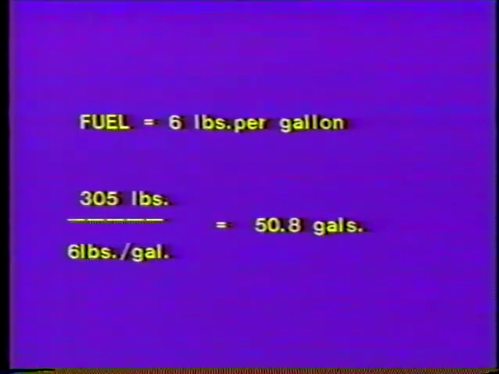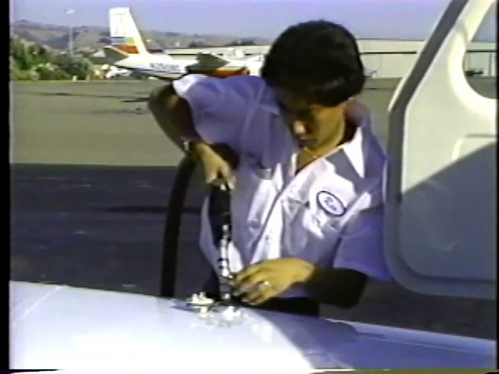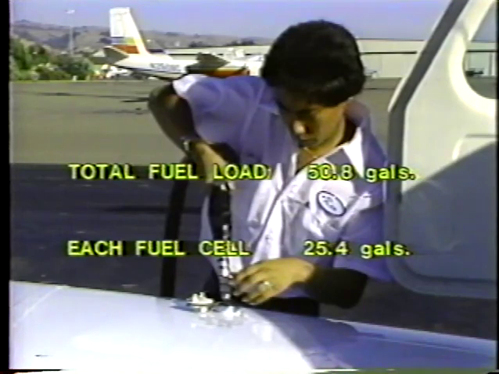Remember that aviation fuel weighs 6 pounds per gallon. So to determine how many gallons of fuel you can load, divide 305 pounds by 6 pounds per gallon, and you get 50.8 gallons. Since total usable fuel capacity is 57.2 gallons, you don't have to top off the tanks, but you would distribute the total of 50.8 gallon load evenly between the fuel cells in each wing.